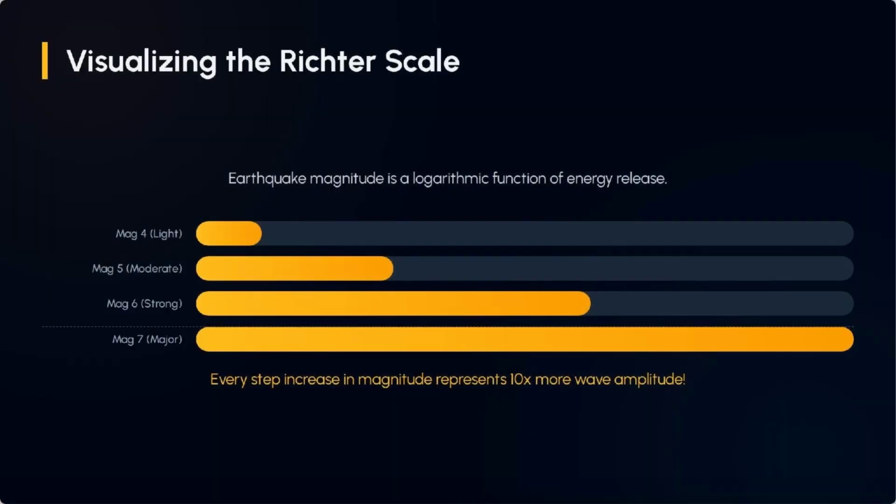The Richter scale is a practical example of a logarithmic function. Each step up in magnitude represents a tenfold increase in wave amplitude.